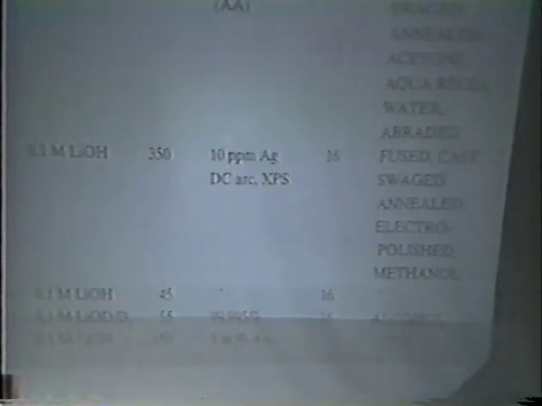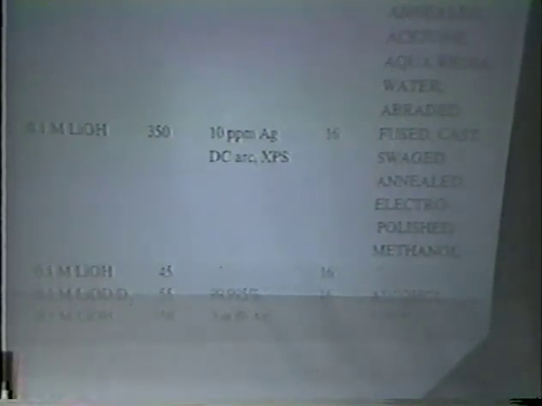The next rod was made from a high purity palladium sponge obtained from the National Research Council in Ottawa in Canada, and it was analyzed by DC arc spectroscopy. It was found to have 10 ppm of silver as an impurity. That's quite low for palladium. The surface was analyzed using XPS. There were no detectable impurities. The electrode was made in the same way as the previous one, that is fusing, casting, cold working, was annealed, and the difference here was that this one was electropolished in methanol.